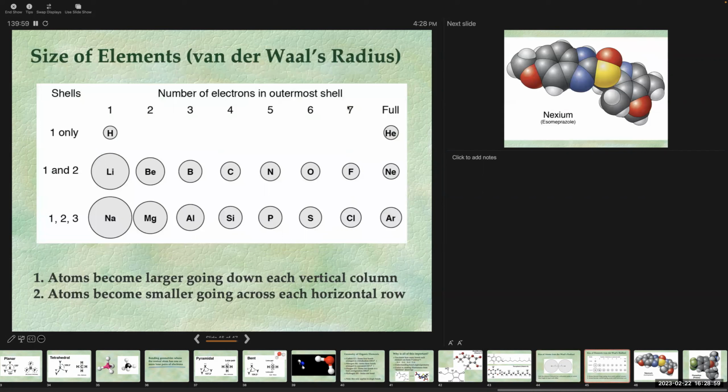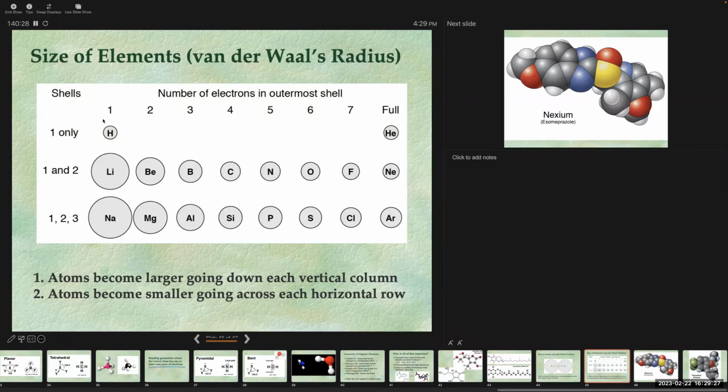So here are the relative sizes of different atoms organized according to that very simplified periodic table that I showed you earlier. There's a couple of general trends that happen here. The first trend is that as you go down the periodic table, from one row to the next row to the next row and so on, atoms get bigger.